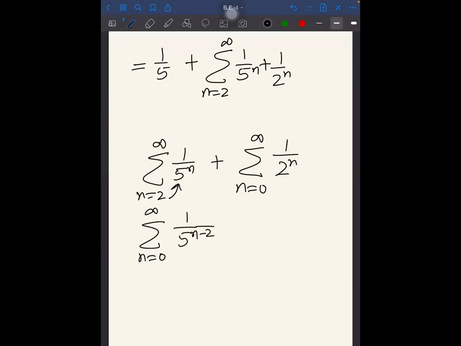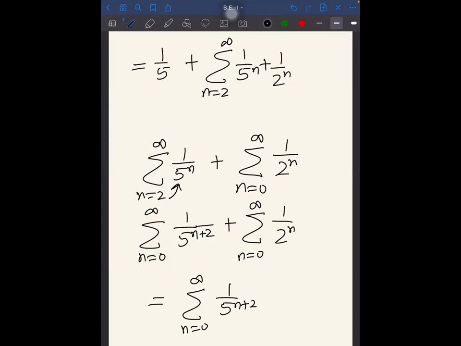N minus 2? Yes, sir. Sorry, n+2. n plus 2, right? Now your summations are aligned. They have the same starting and same ending. Okay, so now you can write it in another way as the summation with n running from 0 to infinity of 1/5^(n+2) plus 1/2^n. So that's how you can keep things in the same bracket with one summation.